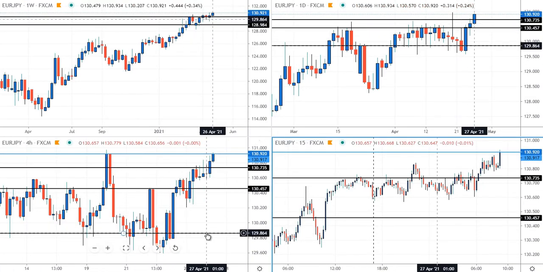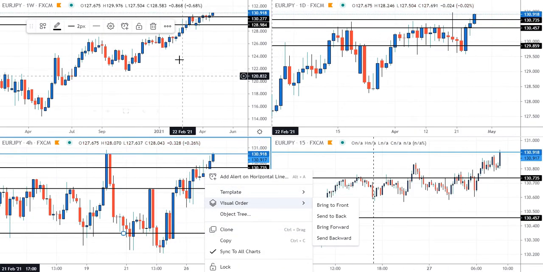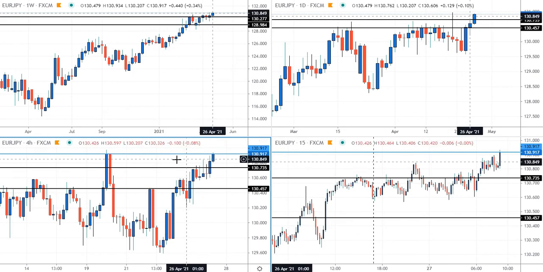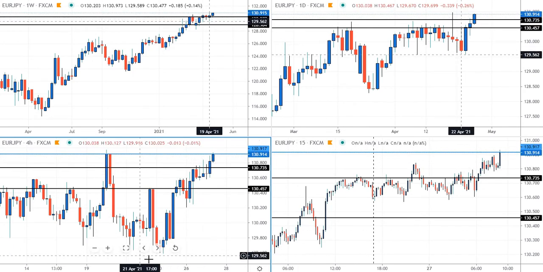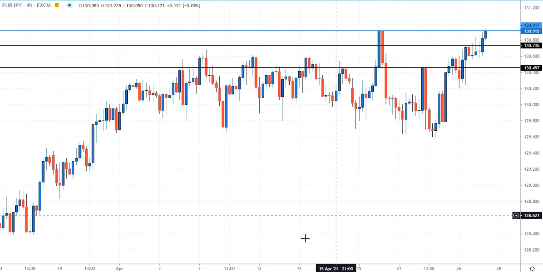And let me get rid of some of these lines here. Usually I clean these things up. But anyway, get rid of that one. This is the 4-hour chart down here. And let me just bring this up here. Right here, that's a 4-hour really strong level. Look what it did. So we're retesting it right now.